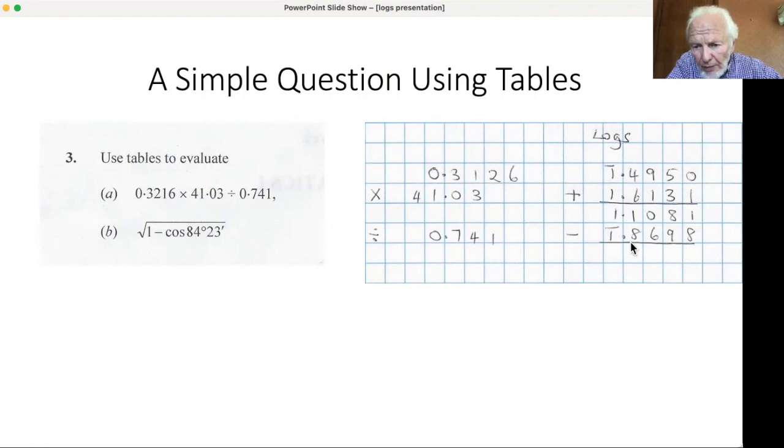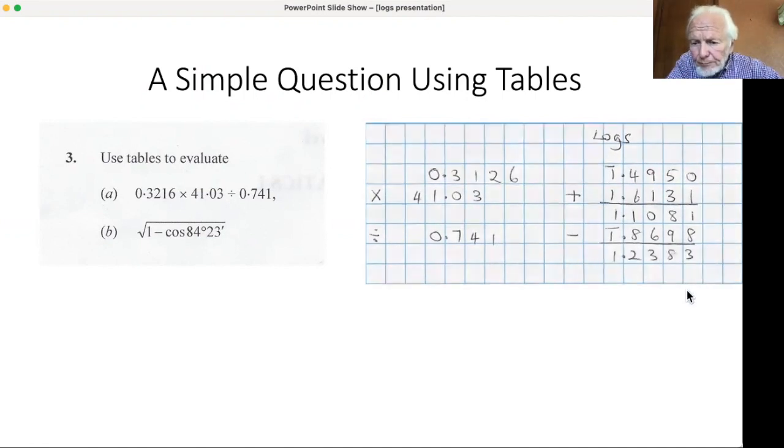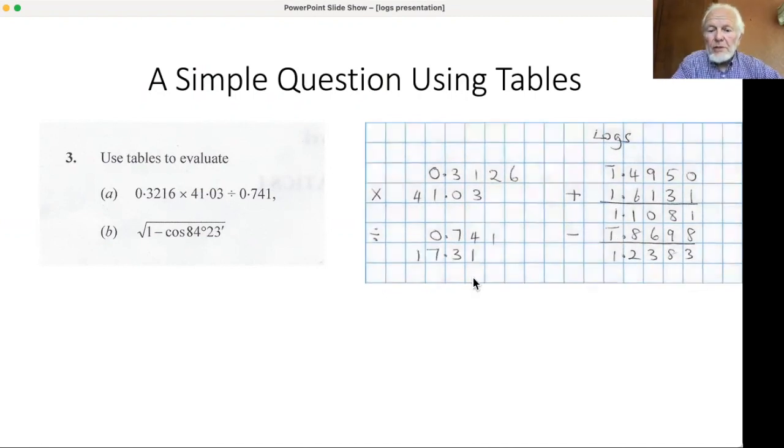And then we subtract this. So that's 8 carry 1, 8 carry 1, 3 carry 1, 2 carry 1. So 1 minus bar 1 is 2, minus the carried 1 is 1. And then we anti-log that, and we get 17.31. Okay, so that's how you use logs in a simple example.